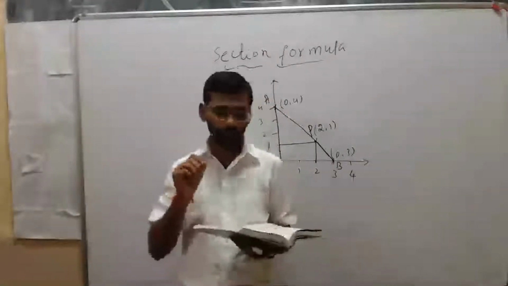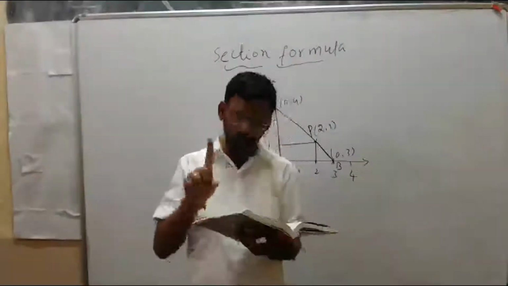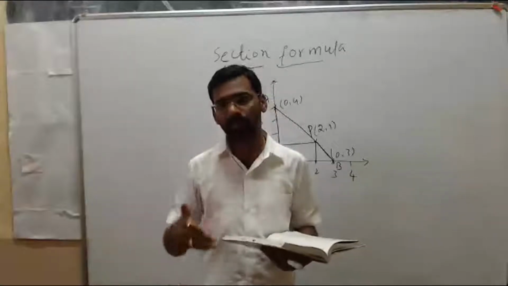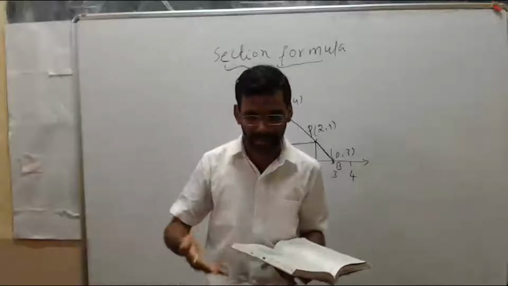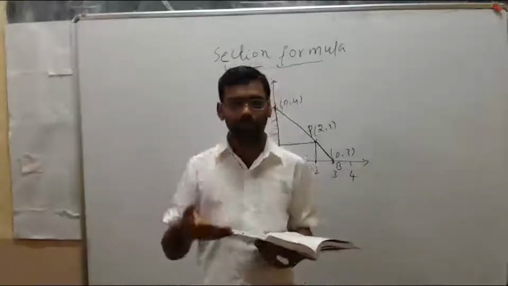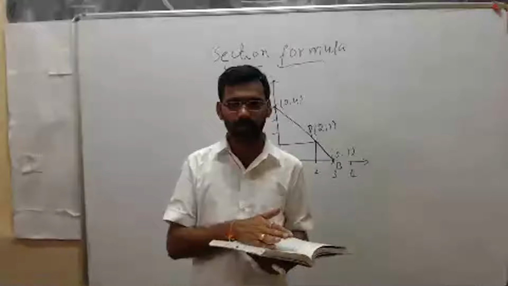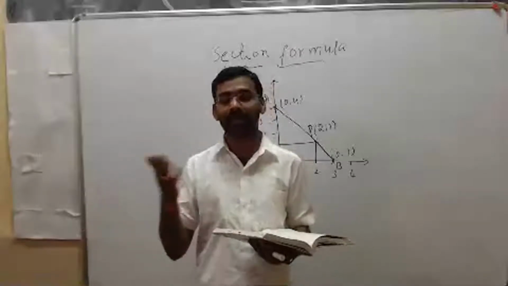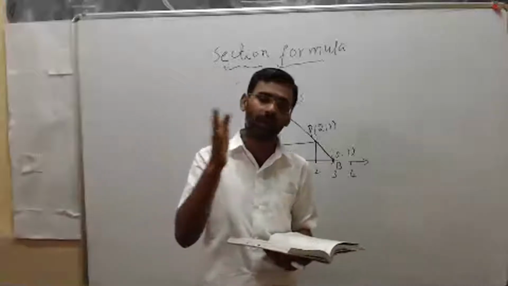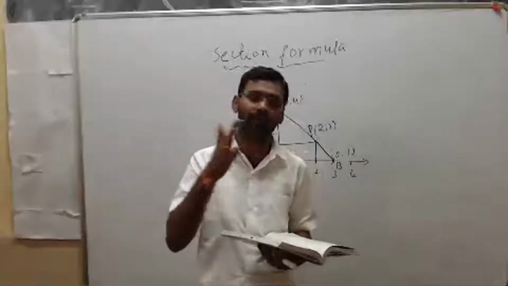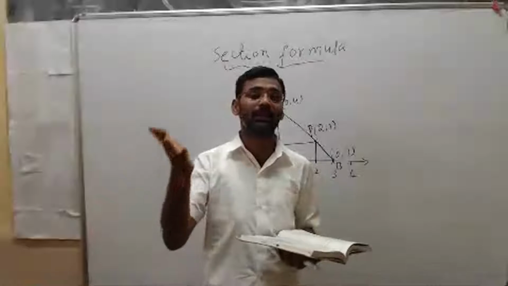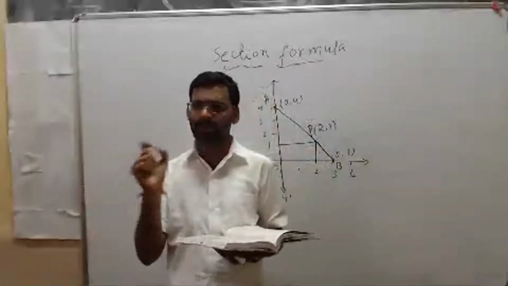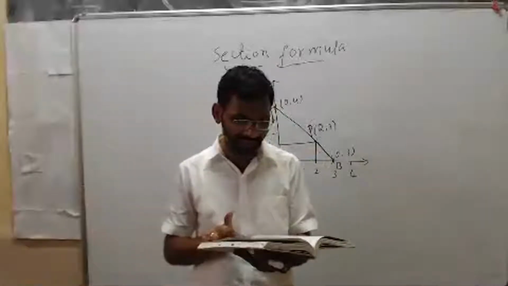We have completed only one formula, that is the distance formula. Using the distance formula we found out squares, isosceles triangles, scalene triangles. We decided whether a given triangle is isosceles, scalene or equilateral, and whether the given vertices belong to a parallelogram, square or rhombus, purely based on the distance formula.